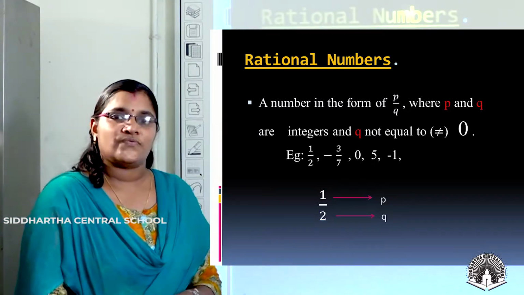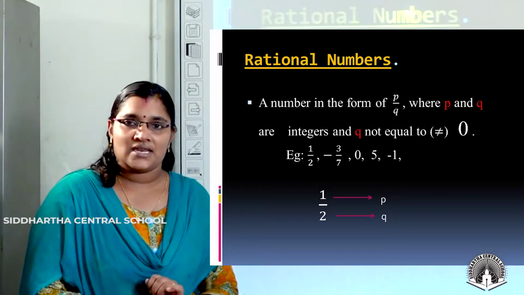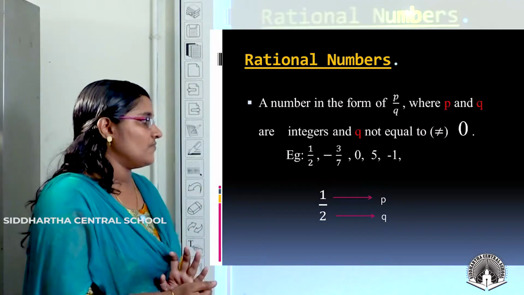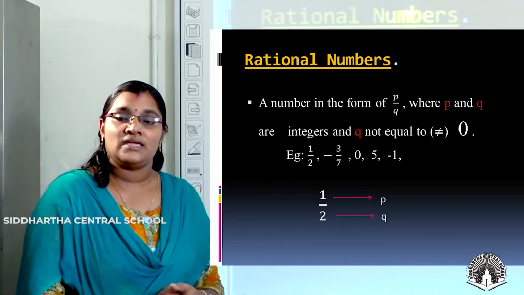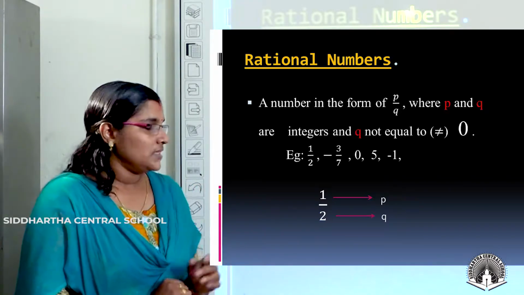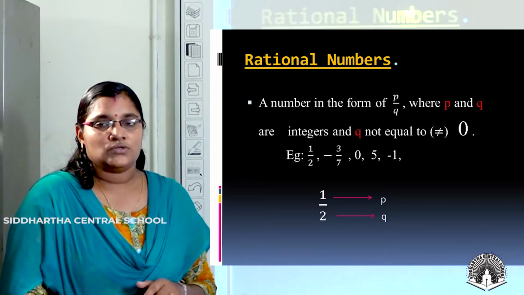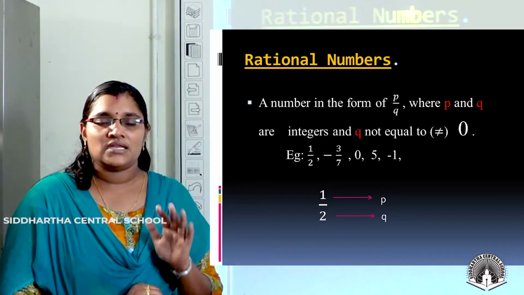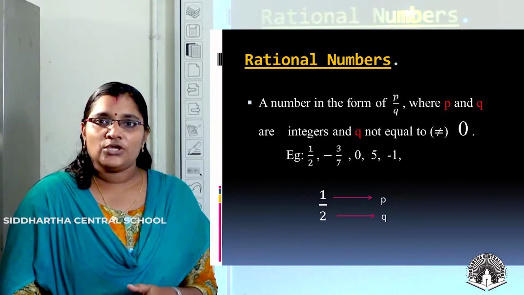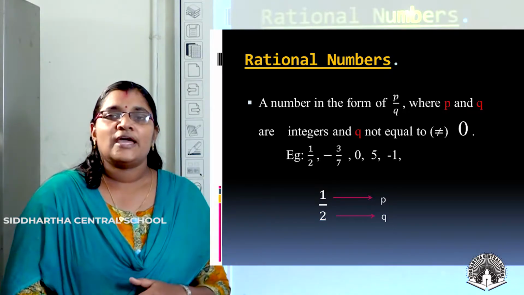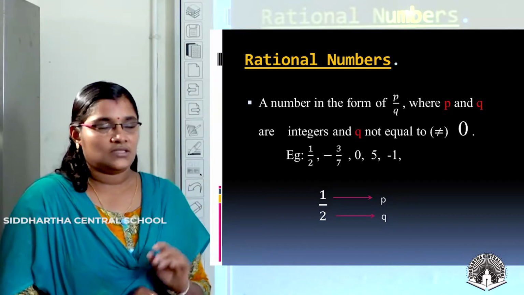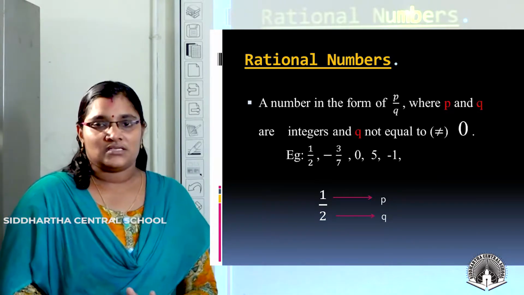The next is 5. 5 is also a rational number because the denominator is 1, so 5 by 1. And the last one is minus 1. Minus 1 is also a rational number, with denominator 1. So a rational number is a number of the form p by q, where p and q are integers and q is not equal to 0. That is a rational number.